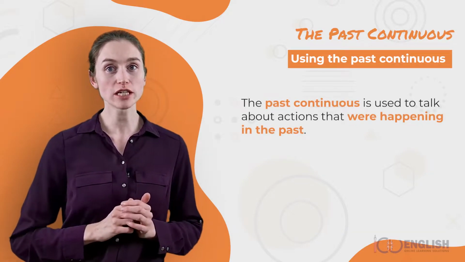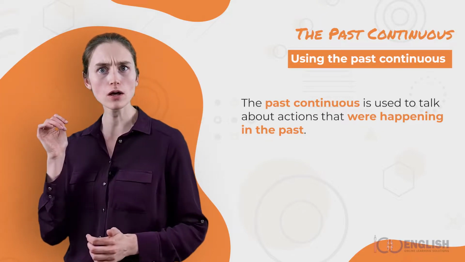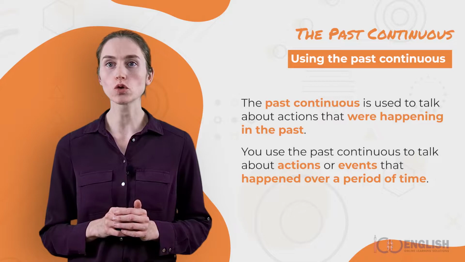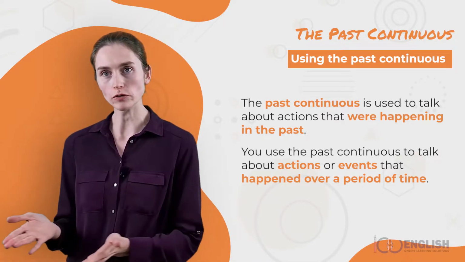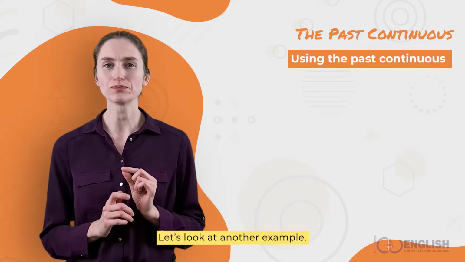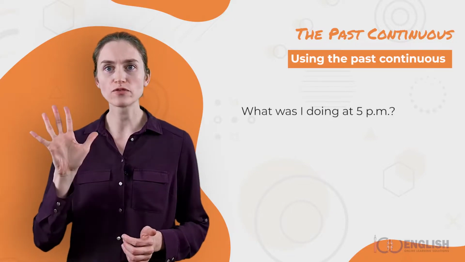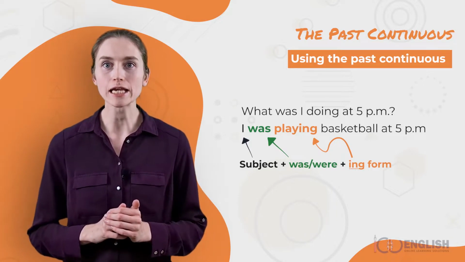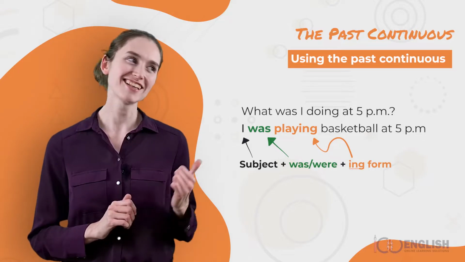The past continuous is used to talk about actions that were happening in the past. You use the past continuous to talk about actions or events that happened over a period of time. Let's look at another example. What was I doing at 5 p.m? I was playing basketball at 5 p.m.